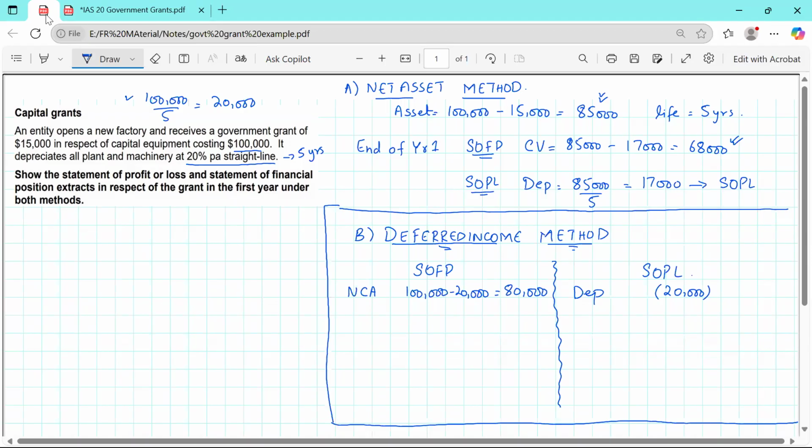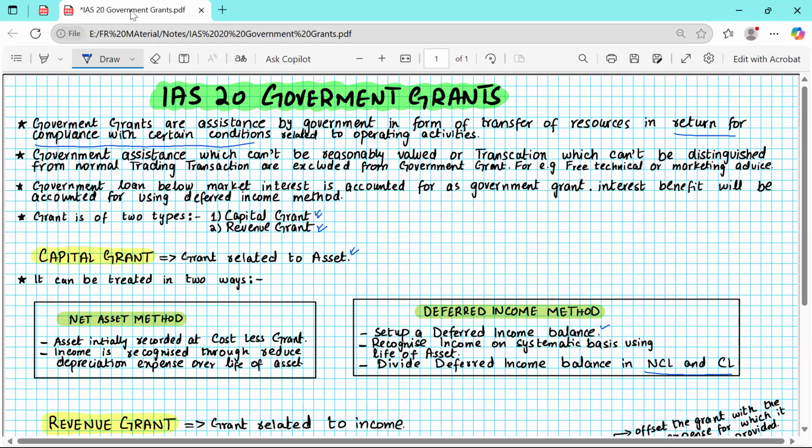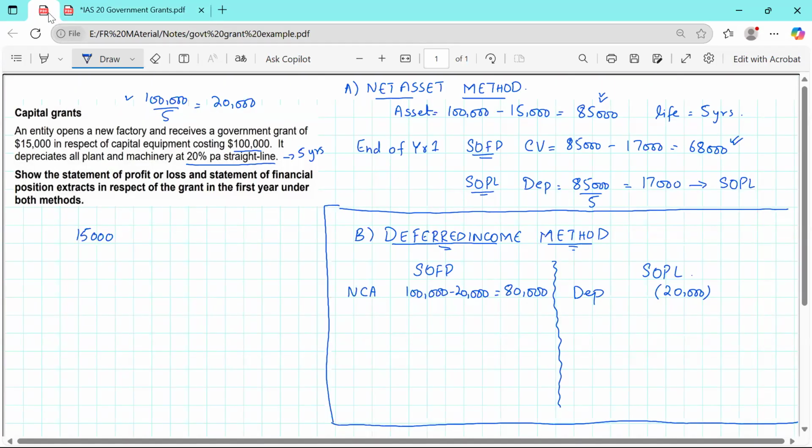Now, what are you going to do? You are going to say that, okay, 15,000 is what the government is giving me as the grant. And what is the point mentioned here? You recognize the income on a systematic basis using the life of the asset. You are going to recognize this grant as income, but on a systematic basis over the life of the asset, like 5 years. So you are going to divide this by five. So it means that every year you are going to record the income of 3000 in the SOPL. So that income that you are going to recognize will be known as grant income.